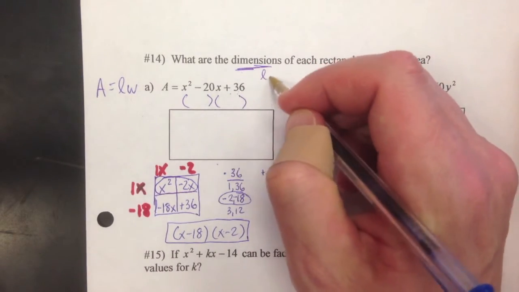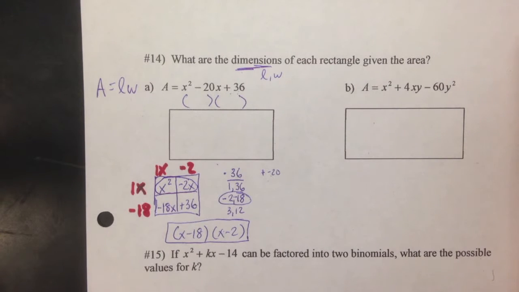Dimensions would be like length and width. Okay? Now, one thing I want to point out to you, and we may have done this yesterday, but look at where my factors are. Negative 2, negative 18 was my winning combination. Look at my answer, x minus 18, x minus 2. Whatever these two numbers are, that's what's going in here for my factors. That's a quick, easy way that you can actually do this. You don't even need the box if you recognize this pattern.